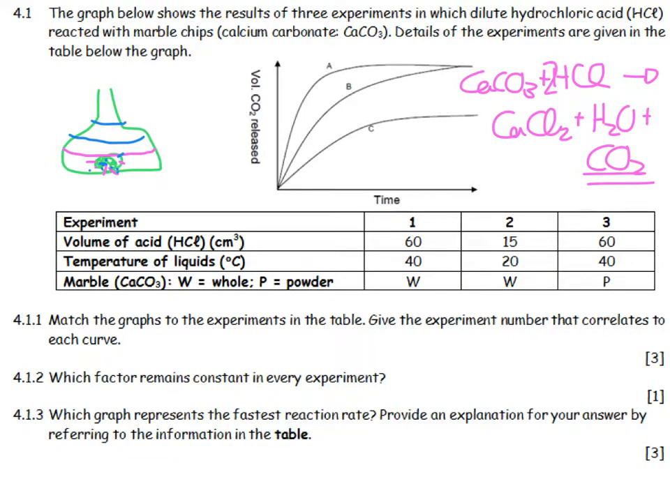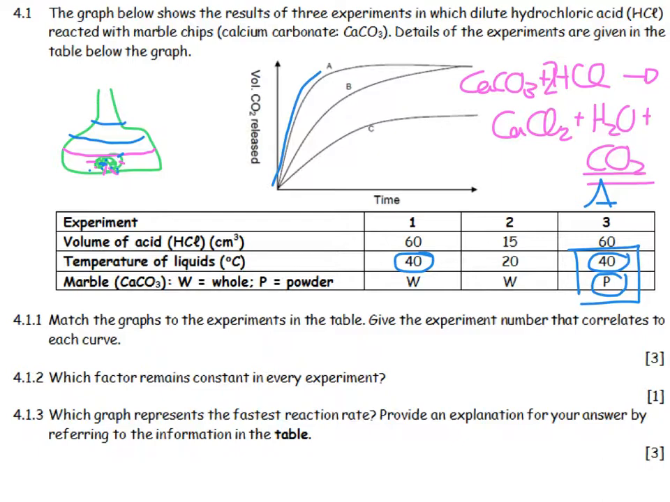So firstly, we've got whole and powder. Powder is definitely going to go faster than some of the others. And the other thing that you're going to take a look at is the temperature. 3 and 1 have a higher temperature. So the fastest of all of these is going to be number 3. So the fastest reaction is A. So A is number 3.